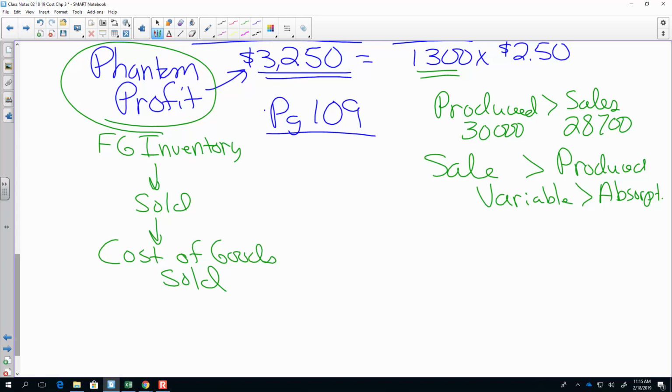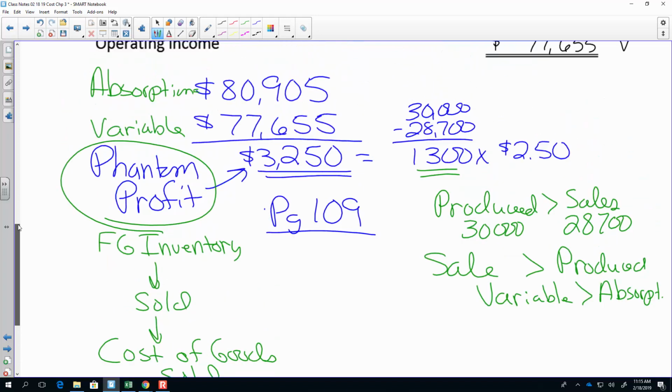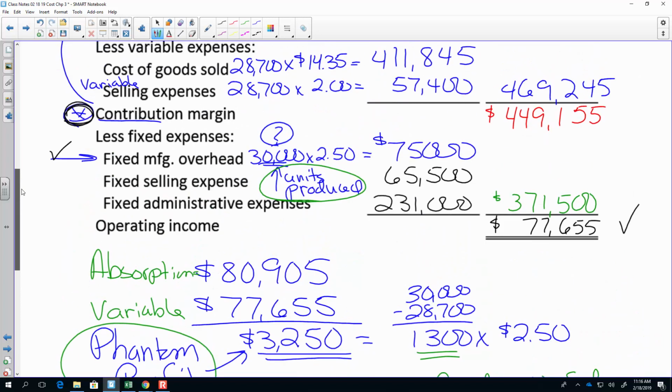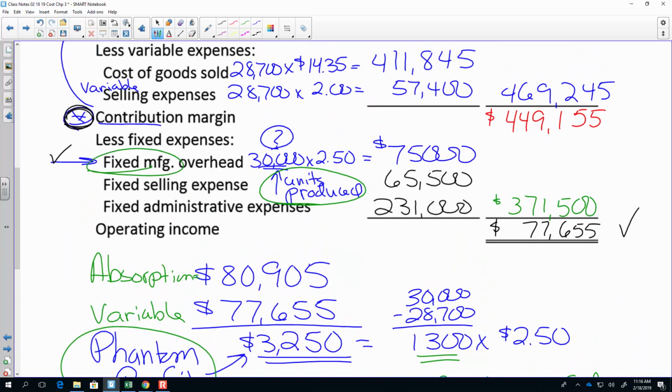So hopefully that kind of makes sense. You're not going to be tested on phantom profits, guys. You're not going to be tested on figuring out the amount of phantom profits. All you need to know is how do you get the absorption profit? How do you get the variable profit? That's your goal here. And the key is knowing what expense is different, how we treat that differently. One is inventoried, one is not, between the two statements.